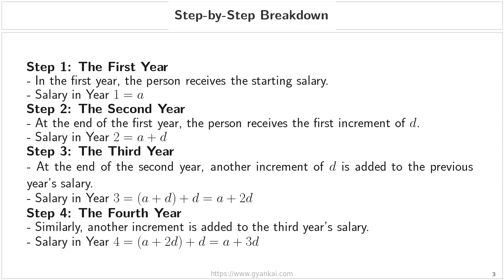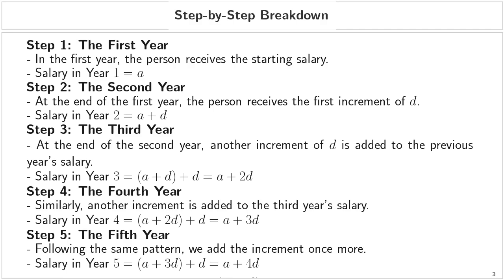In step 4, the fourth year, the pattern continues. We take the third year's salary and add the increment one more time. This means a plus 2d plus d results in a plus 3d. Finally, in step 5, the fifth year, we follow the same logic and add the increment once more. This brings our salary for year 5 to a plus 4d. As you can see, we are building a sequence of values, and in the next slide, we are going to look closely at the relationship between the year number and how many times we've added.